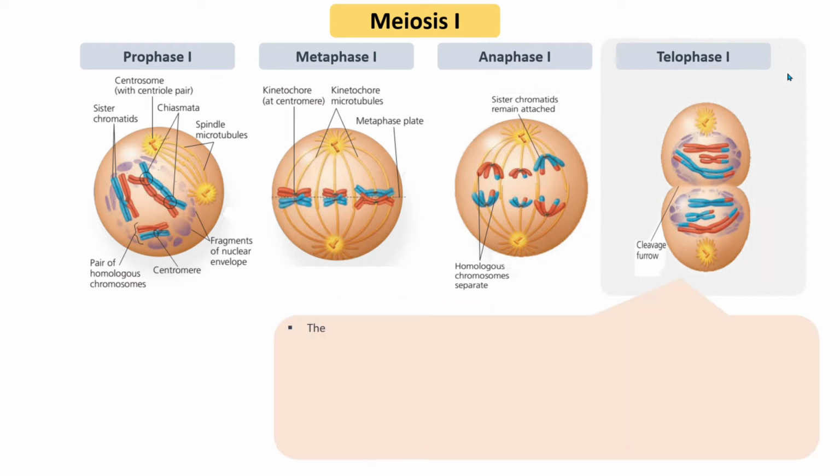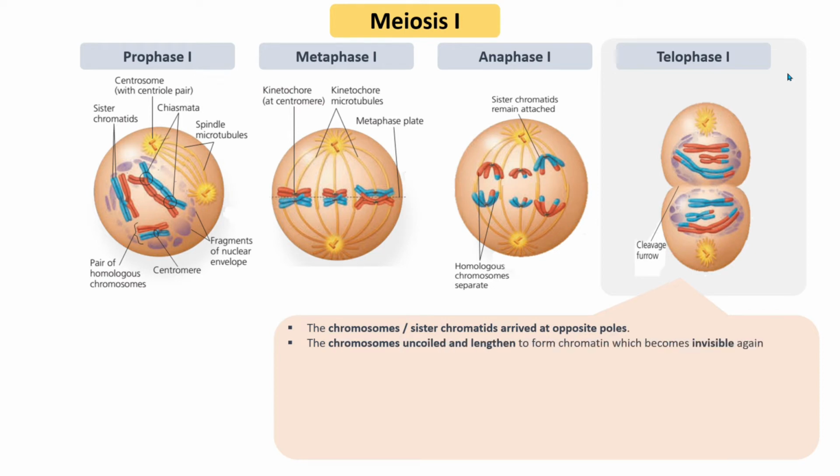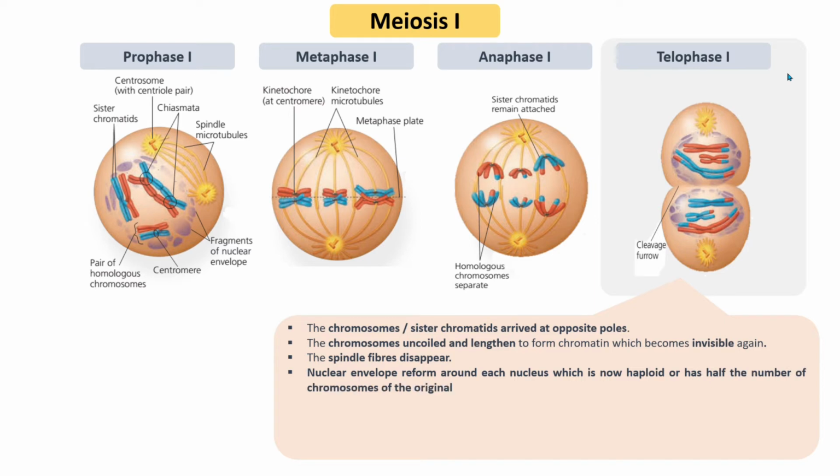In telophase 1, the chromosomes, or sister chromatids, arrive at opposite poles. The chromosomes uncoil and lengthen to form chromatin, which becomes invisible again. The spindle fibers disappear. The nuclear envelope reforms around each nucleus, which is now haploid, having half the number of chromosomes of the original parent cell.